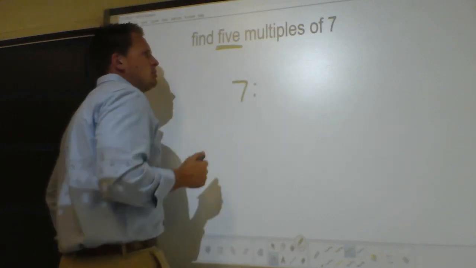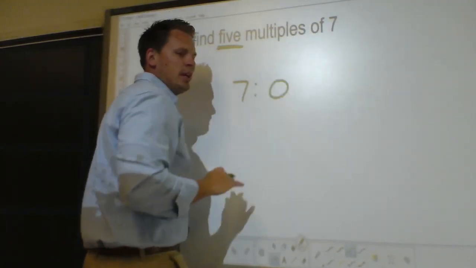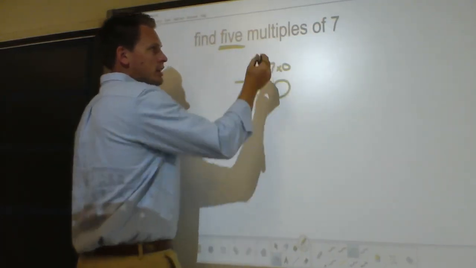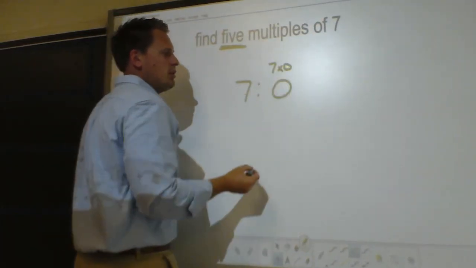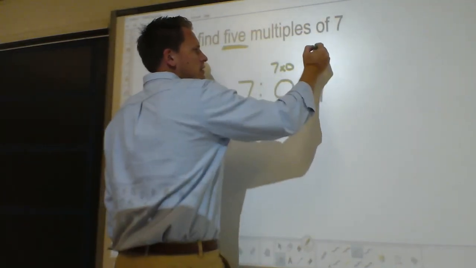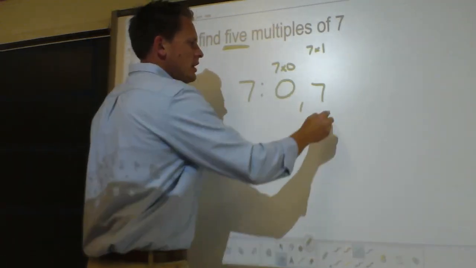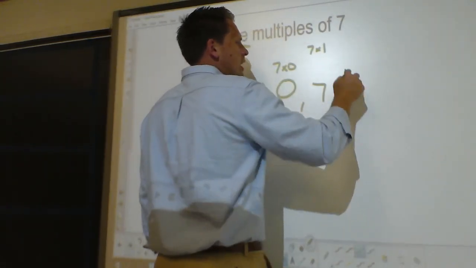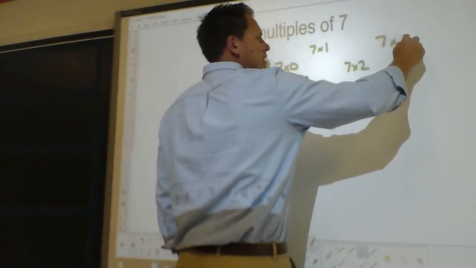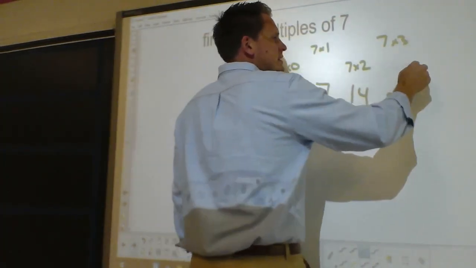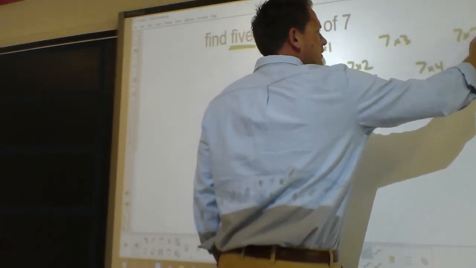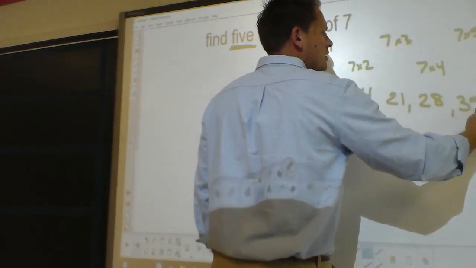So what's the very first multiple of 7? Technically, it's 0, but that doesn't count. Don't ever use that. Because 7 times 0, again, for multiples, we multiply. 7 times 0 is 0. All right, so really the first one is 7, because 7 times 1. Then 14, because 7 times 2. 7 times 3 is 21. 7 times 4 is 28. 7 times 5 is 35.